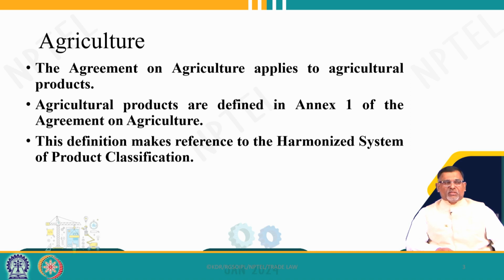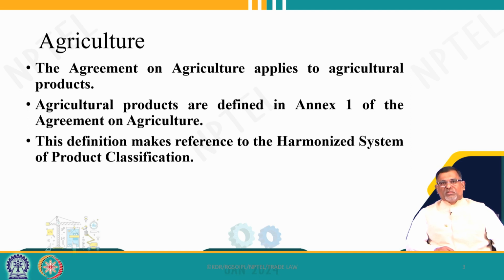In the first class we saw that there are so many agriculture products, whether it is cereals, millets, oil, egg, or meat and meat products, etc. These agriculture products are specifically defined in Annexure 1 of the agriculture agreement. This definition goes to the Harmonized System of product classification. It is the UN classification of products, so that customs valuation authorities can easily assign the HS codes.